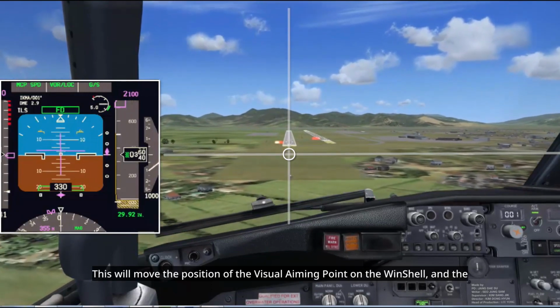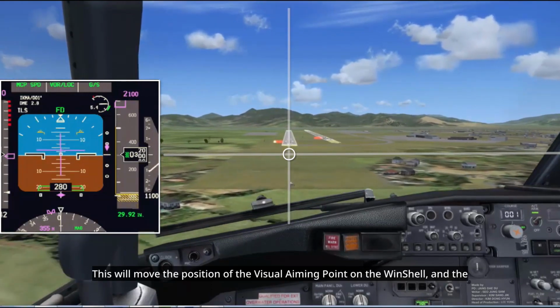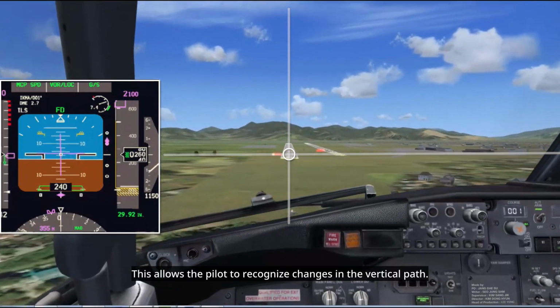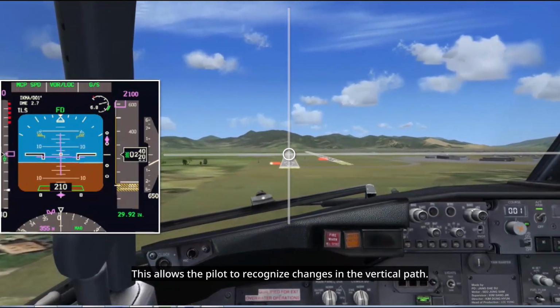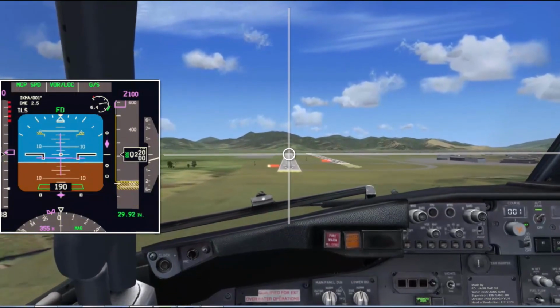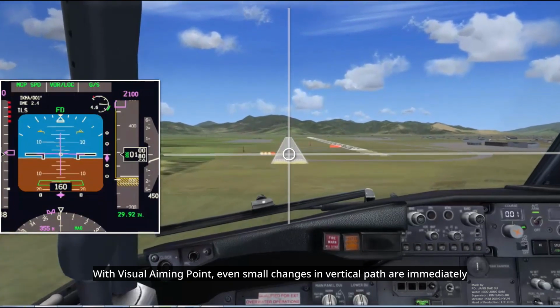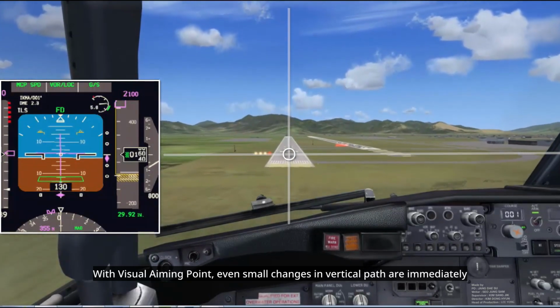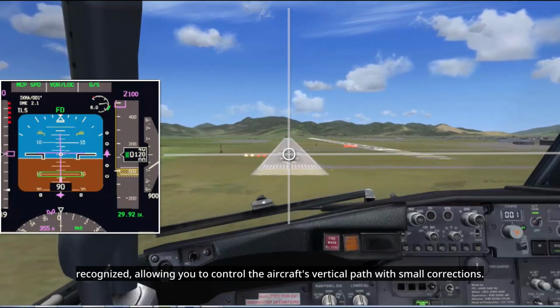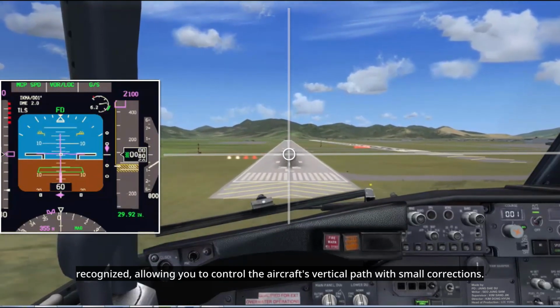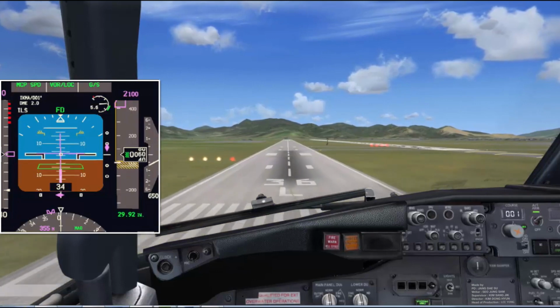This will move the position of the visual aiming point on the windshield, and this allows the pilot to recognize changes in the vertical path. With visual aiming point, even small changes in vertical path are immediately recognized, allowing you to control the aircraft's vertical path with small corrections.